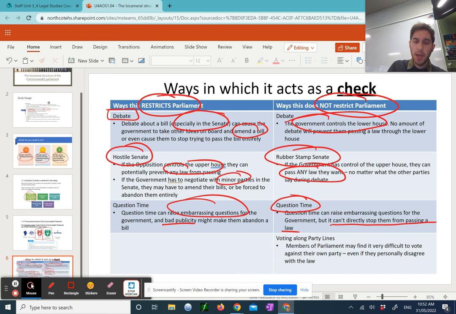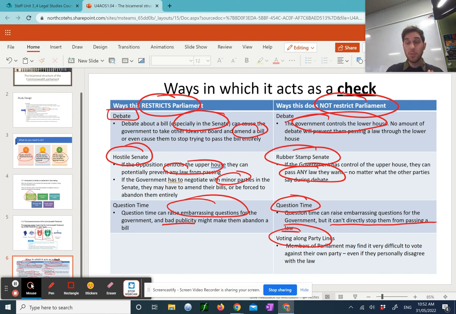And then finally, another weakness, another way in which our bicameral system doesn't exactly stop Parliament from making law, is that members of Parliament have to vote along party lines, usually. So what that means is if you're a member of the Labor Party, you have to vote the way that the Labor Party tells you to vote. And same thing if you're a member of the Liberal Party. You vote with all of your colleagues in your party.